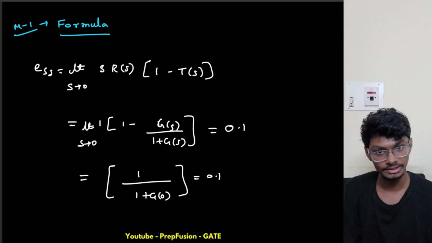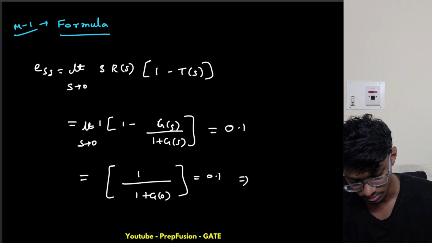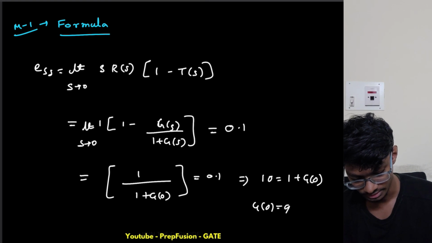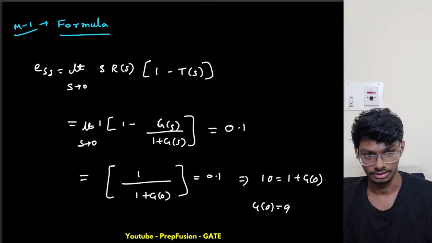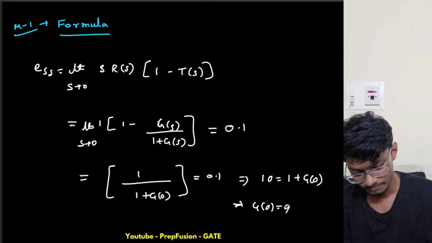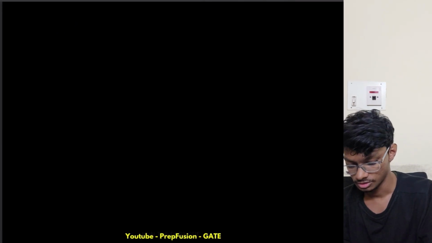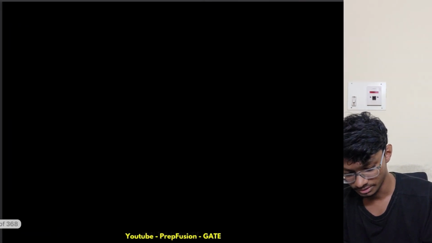So what will be my g of 0? If I find my g of 0, here it is 10, it is equal to 1 plus g of 0, which is g of 0 equals 9 itself. Okay, so my g of 0 is 9. So now what will be my steady state error when the input is a pulse? So this time my input is a pulse input.